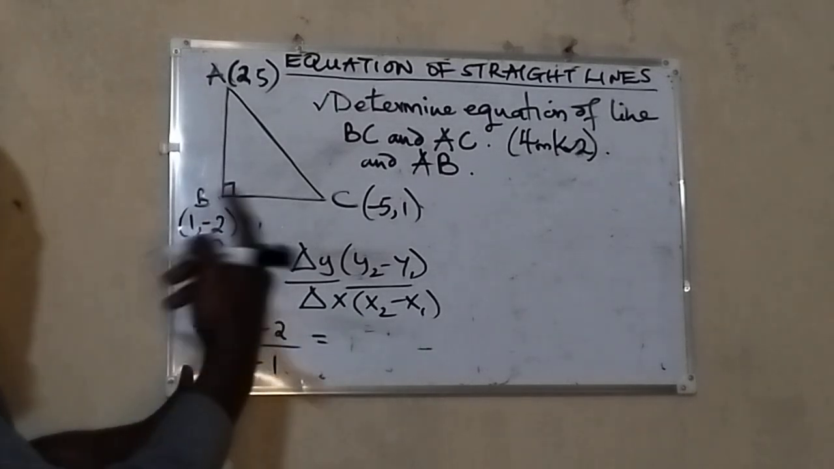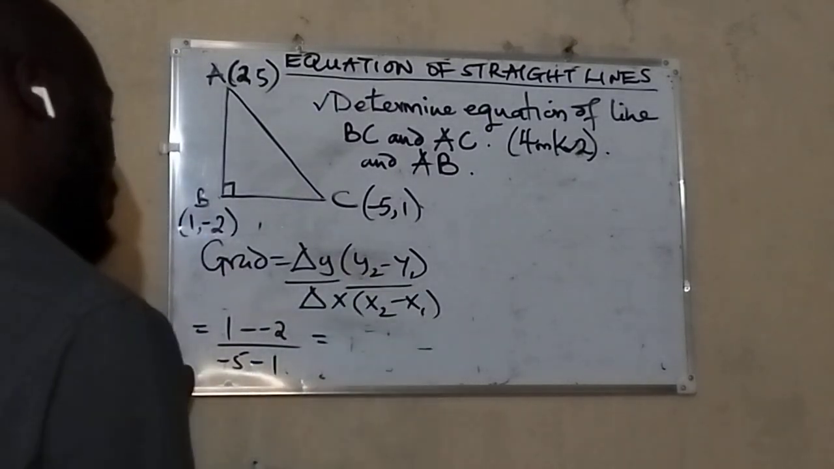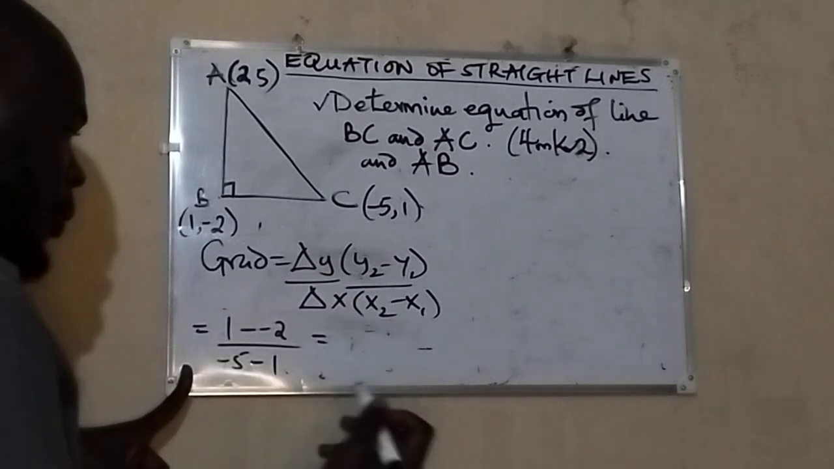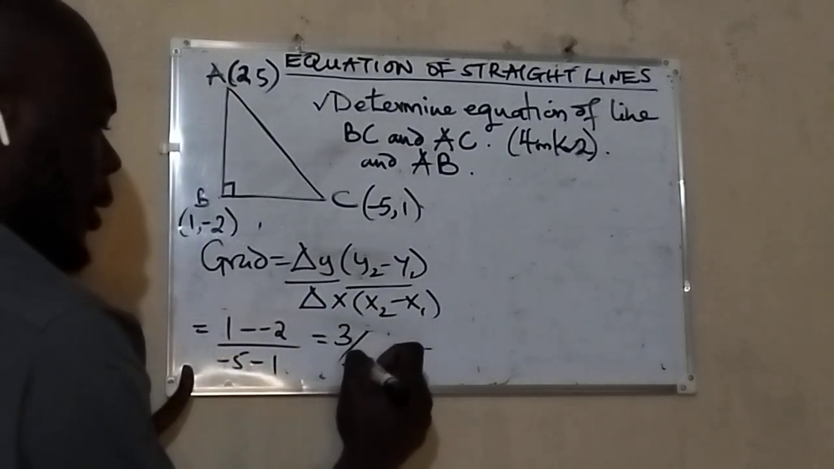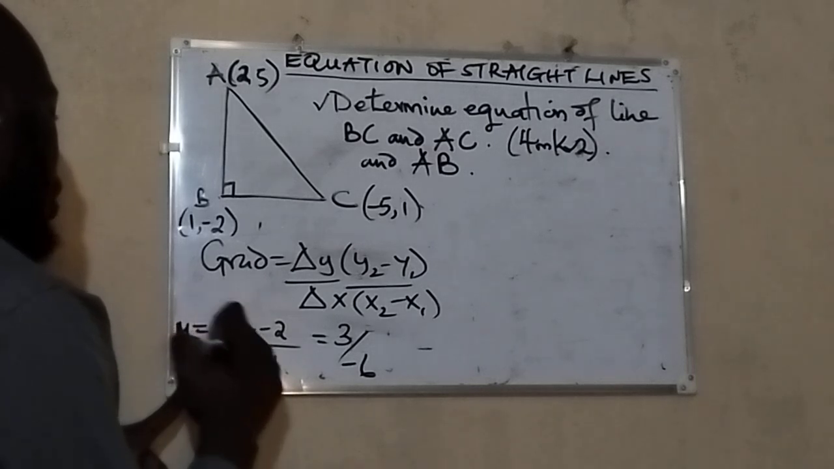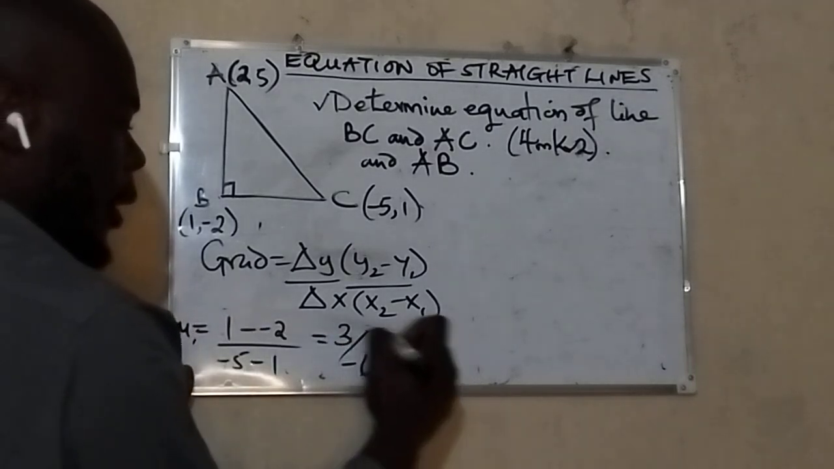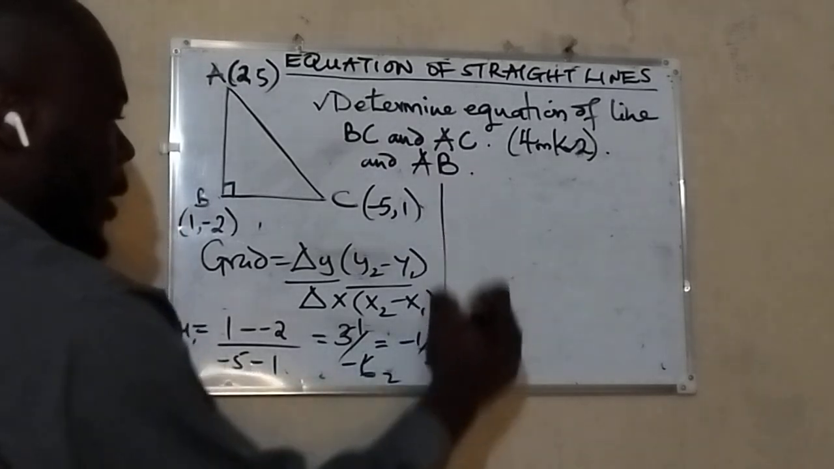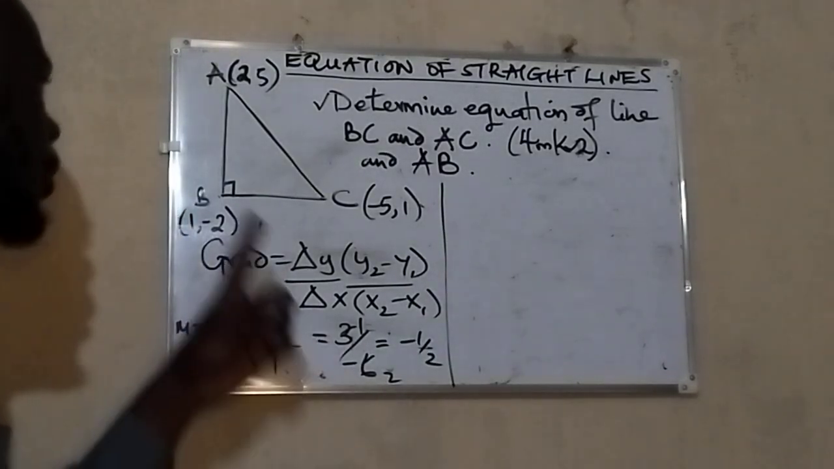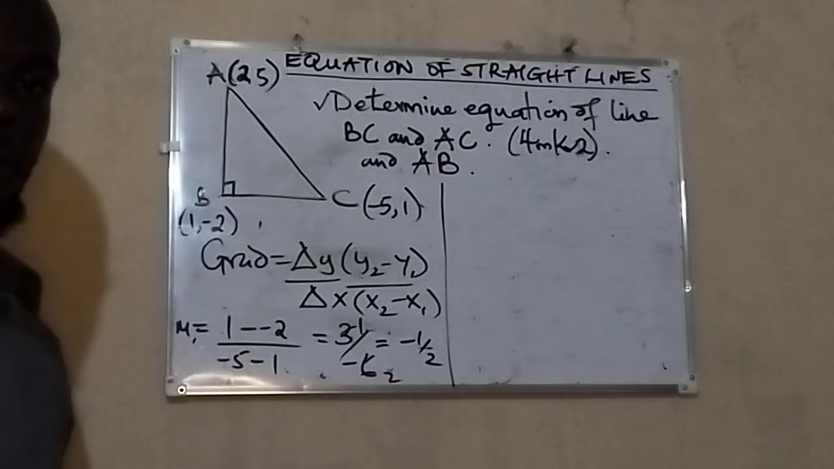So you'll have 1 minus -2, get +3. Negative and negative gives you positive. So you'll have 3 over -5 minus 1, you get -6. So if you simplify, dividing by 3, you get -1/2. So the gradient of line BC is -1/2.